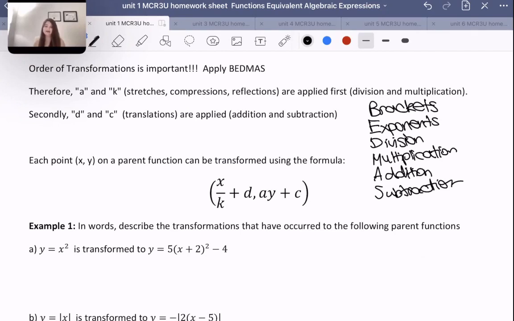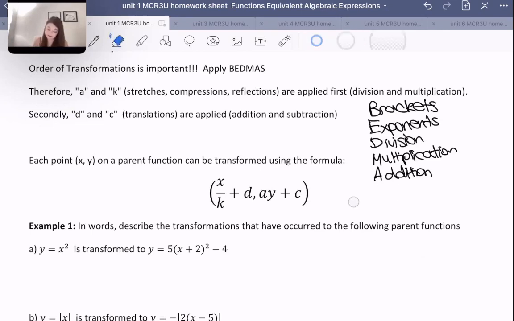A and K can be done at the same time, and D and C can be done at the same time, but not all 4 of them can be done at the same time. And we can't do D and C before A and K. It's A and K first in any order or both together, and then D and C in any order or together. Now, each point on a parent function can be transformed using this formula.